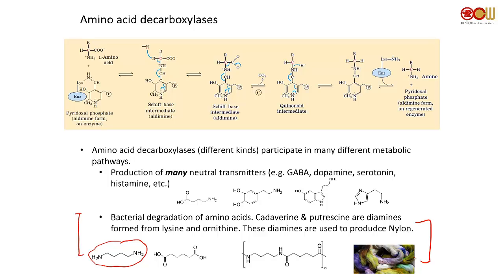Right, you can use lysine. Okay, lysine, ornithine. Okay, these are natural amino acids. Okay, and you do decarboxylation, you generate this, and this smells really bad. Okay, 所以这个是 bacterial degradation of amino acid. And you generate these things called cadaverin and putrescine. Okay, now they form these really nasty products.